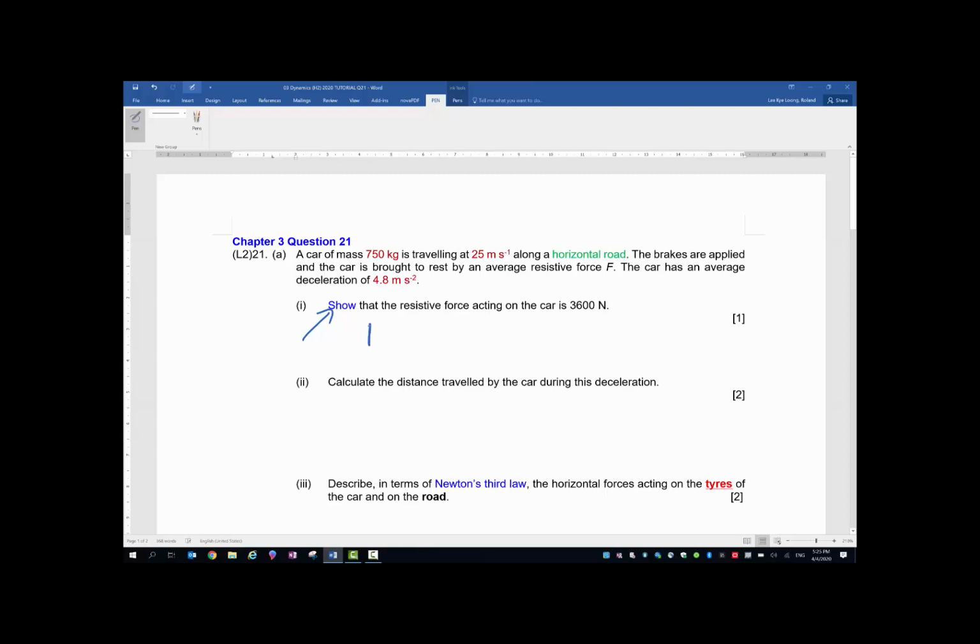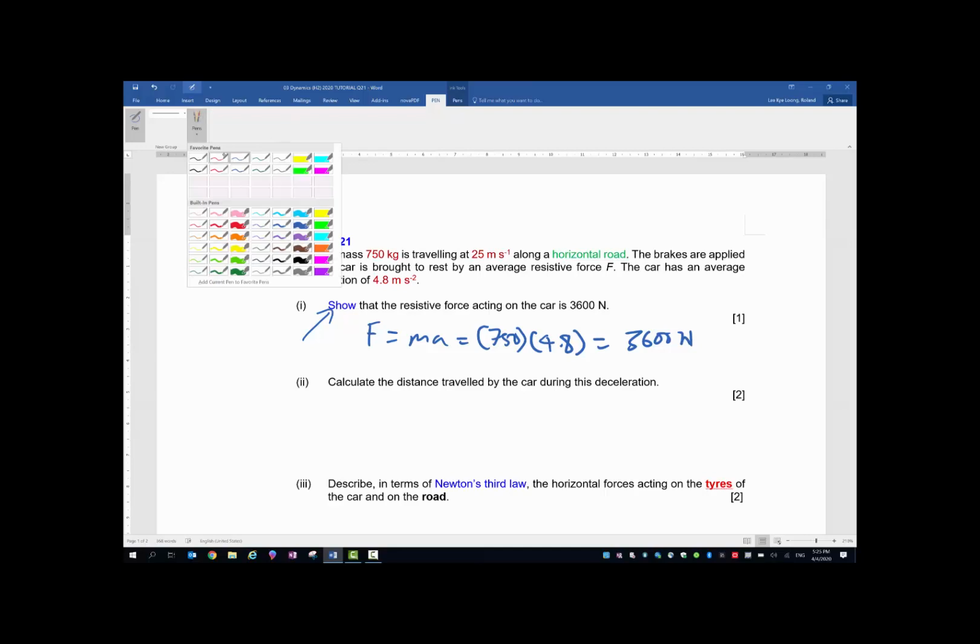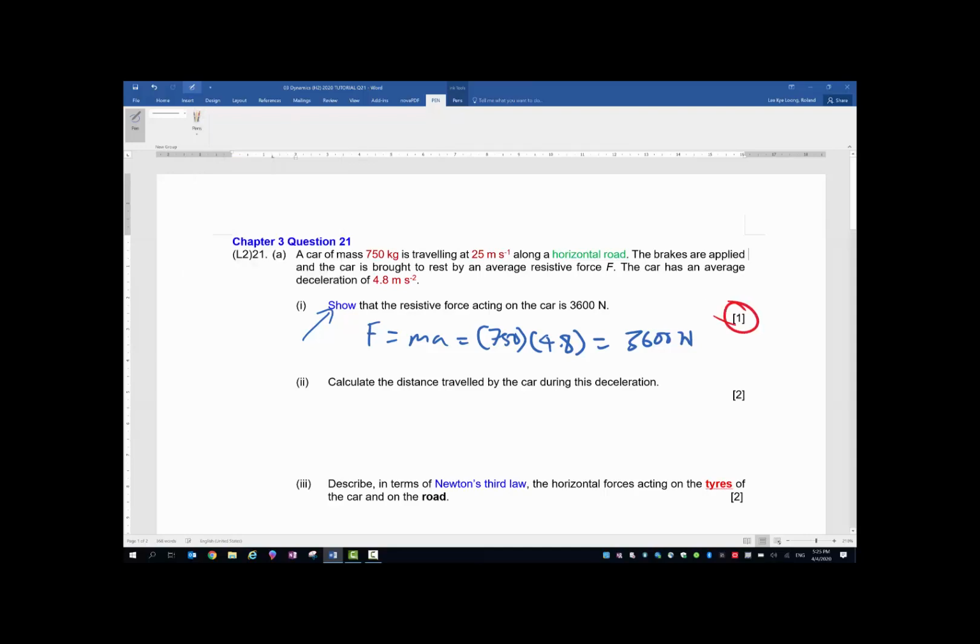So F equals MA, and show the substitution. The mass is 750 and the deceleration is 4.8. So that is how you get 3,600 newtons. So the 1 mark goes to the equation and substitution. Okay, it doesn't go to the 3,600 at all. Okay, so I hope you all know what's the meaning of show.